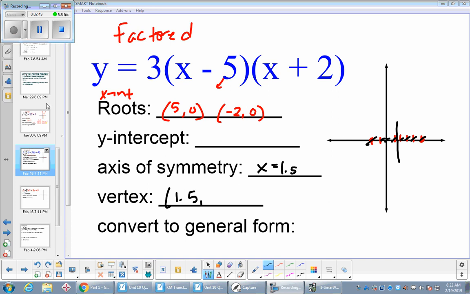So once we find the x-coordinate of the vertex, we're going to go to our equation and plug it in.